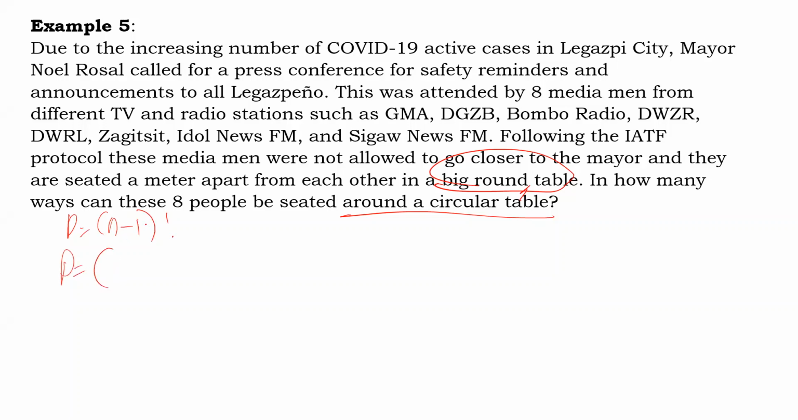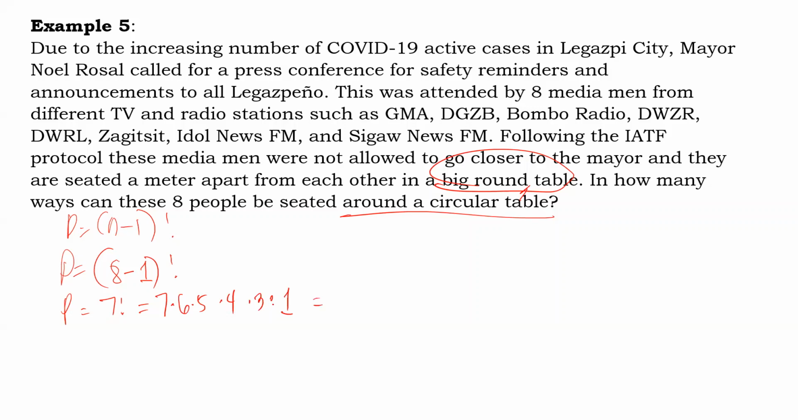So, to solve, how many people are there? That is 8. Constant ang 1, palaging 1 factorial. So this is P is equal to 7 factorial. How to simplify 7 factorial? This is just 7 times 6 times 5 times 4 times 3 times 2 times 1.